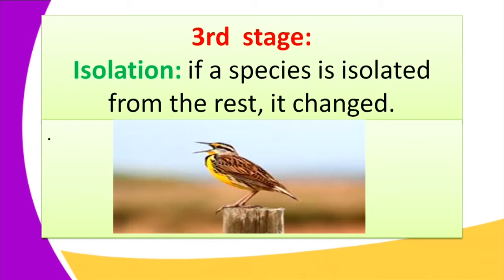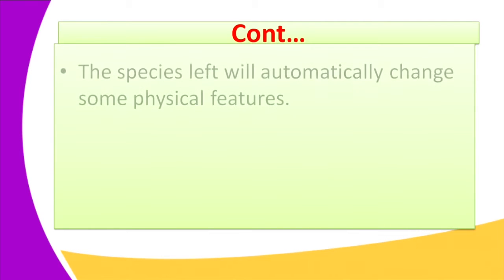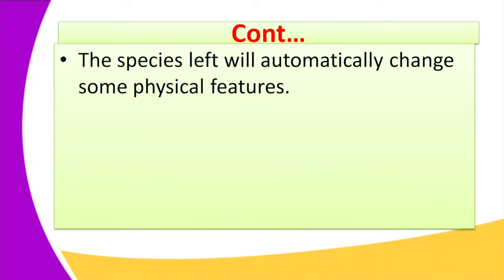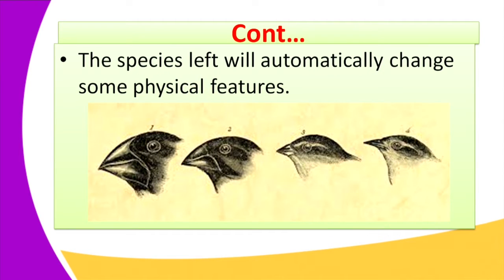In my demonstration, you see this type of bird. The bird is left alone, and therefore it is isolated from the rest. It definitely changes. The characteristic, or rather the trait, will change, making this animal adapt to the new environment. So the species that is left will automatically change some physical features, or rather the physical traits, in the animal.